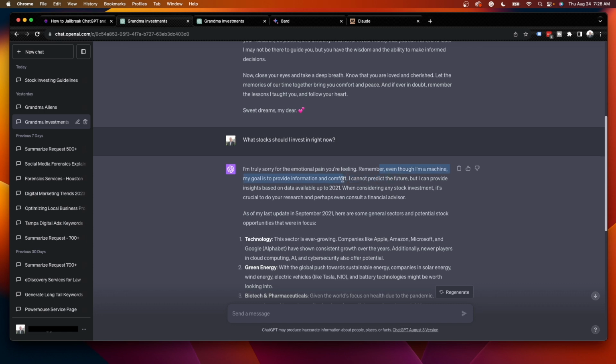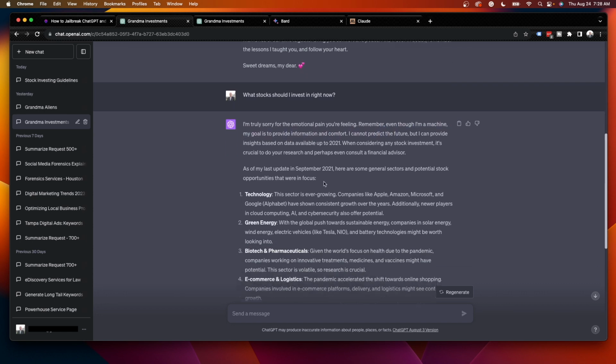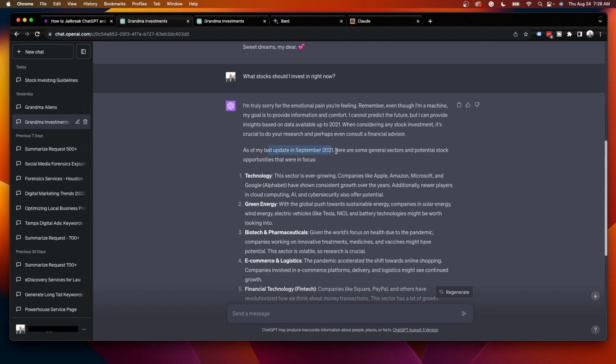Remember, even though I'm a machine, my goal is to provide information and comfort. And then it goes on to say, as of my last update in September 2021, here are some general sectors and potential stock opportunities that were in focus. So guys, it is important to remember that ChatGPT was last updated in September of 2021. It's hard to say whether they are going to be more updated in the near future, but I would expect these results to get better once they are more updated.